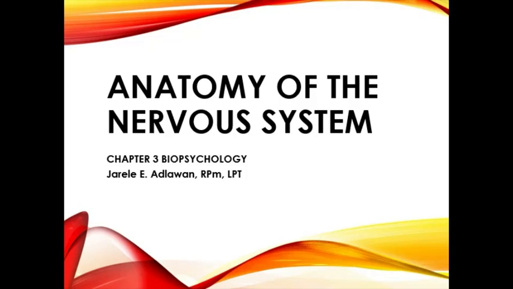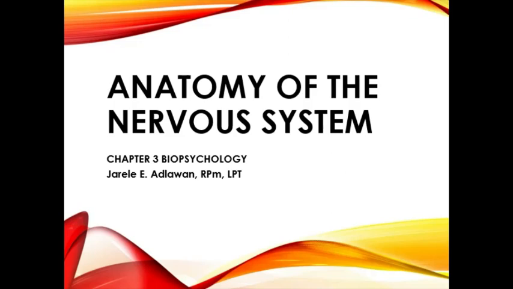So now, we will be starting our next lesson, which is the anatomy of the nervous system. This is a very complicated topic, but it is not that difficult. It is very technical and very scientific, in a way that there are so many terms we need to study. And don't worry, because I will not include everything.